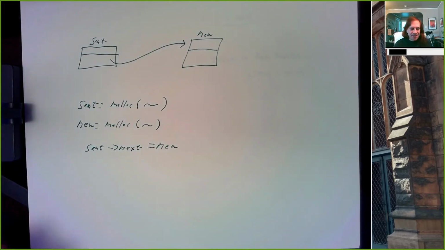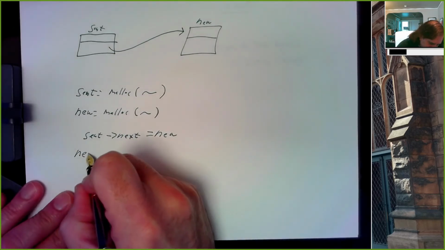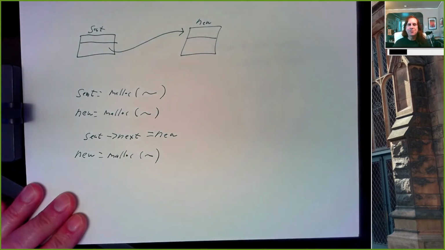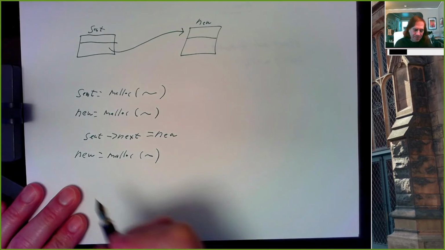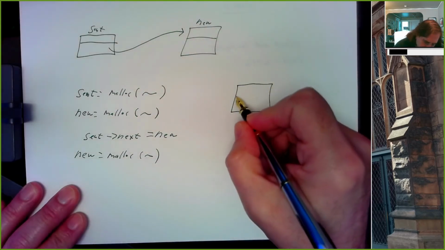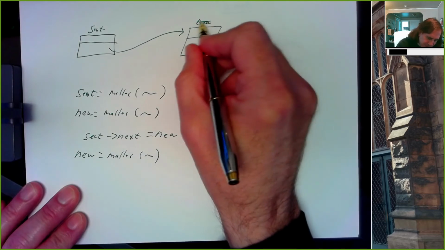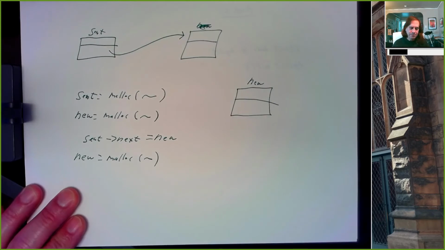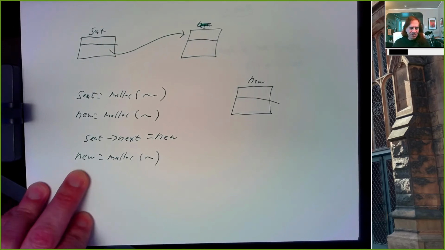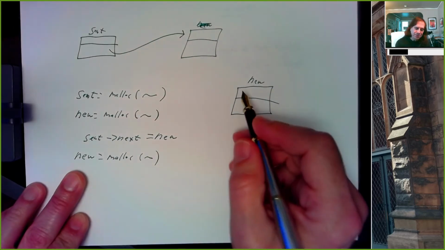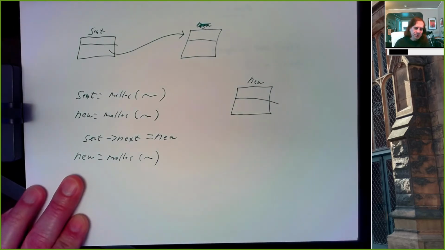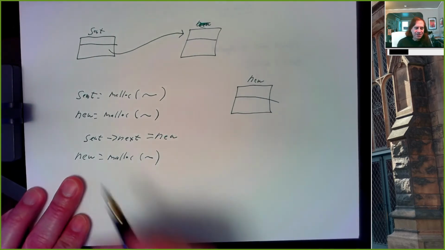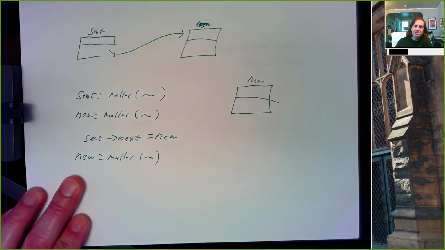All right. Now imagine I say new equals and I call malloc again. Malloc is going to set aside another chunk of memory. This assignment statement is going to change new to be right here. I'm using the same variable, new, to point to a different block of memory. New no longer refers to this block, but that block is still accessible because Sentinel's next field points to it.